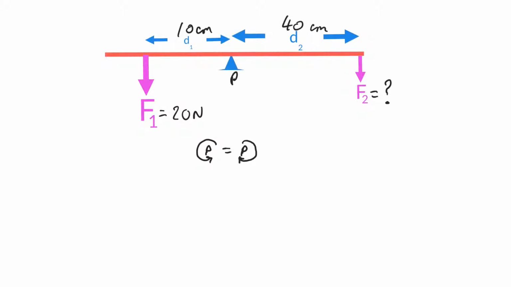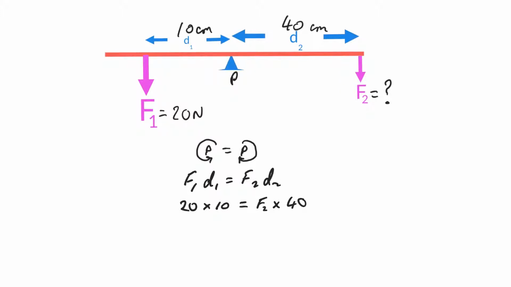Now the anticlockwise moment is going to be what's happening with the F1 and the D1 here, and the clockwise moment is going to be what's happening with the F2 and the D2. So we just fill that in. Some people like to write it in symbols first before they put the numbers in. And so 20 times 10 equals F2 times 40. And again, always put them in the order of force times distance, the way you would in a normal moment. Moment equals force times distance. If you've learnt it that way, always put them in the order that they appear. So 20 times 10 equals F2 times 40.